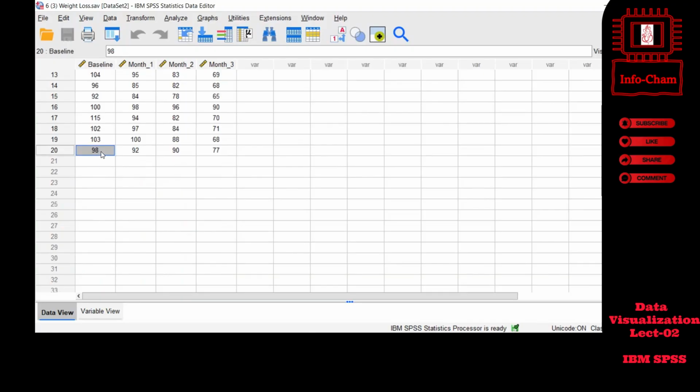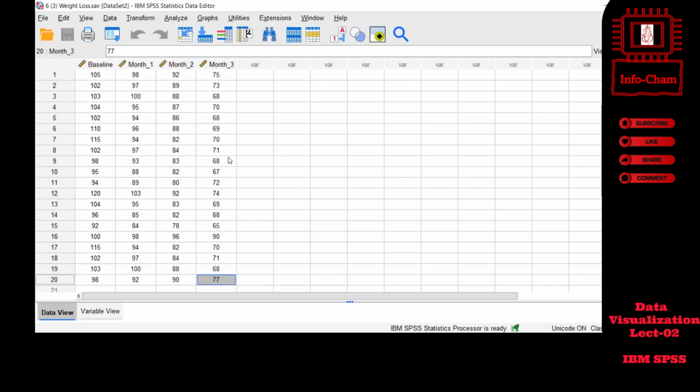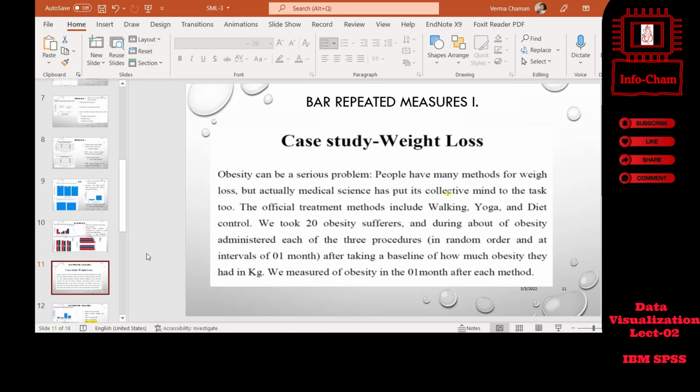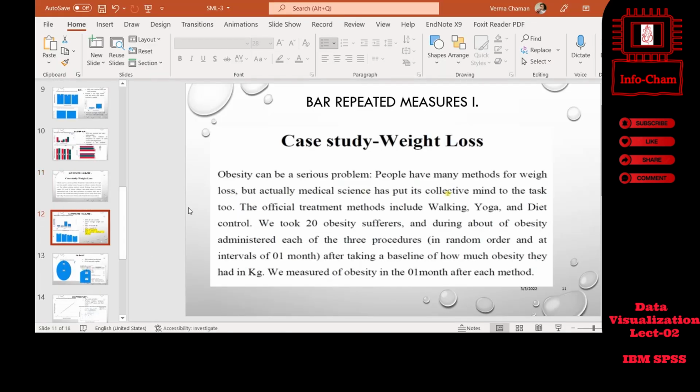Can you see? The starting patient has a weight of 98, then it is reducing to 90 and 77. See, in the third month it has a huge change. So practically it will be decreasing. Okay, so we need to do the repeated measurement. Now, can we make a graph? Yes, we can make a graph.